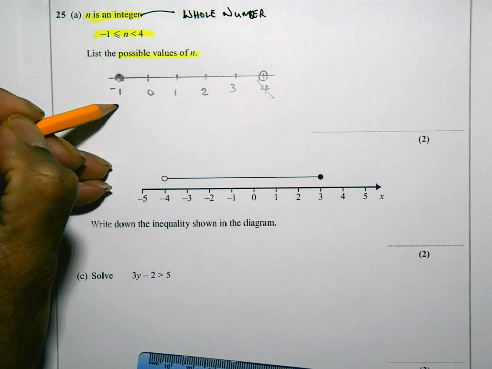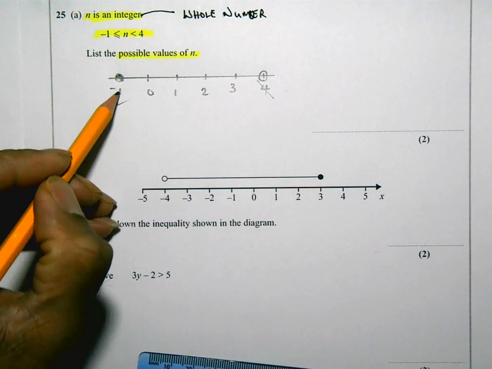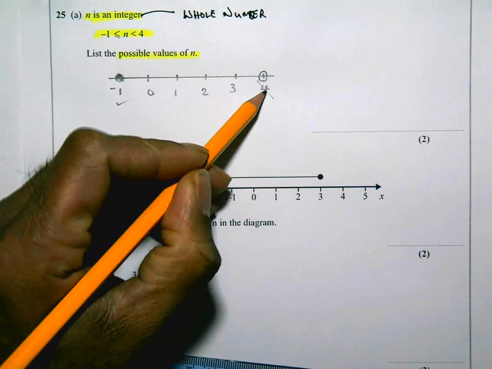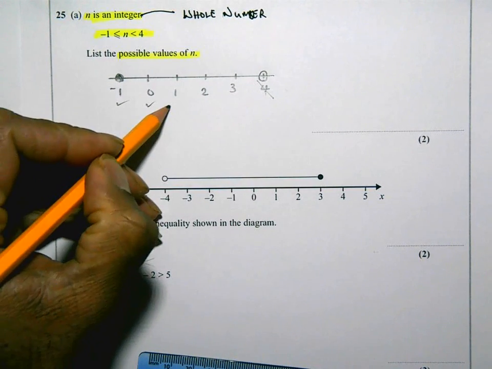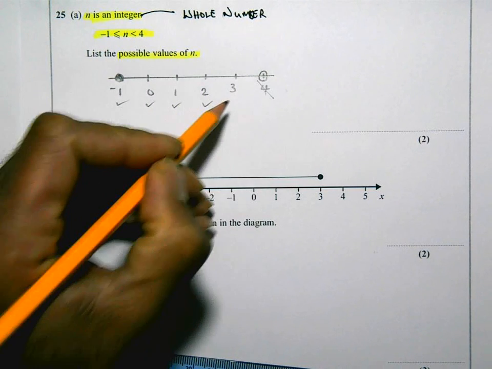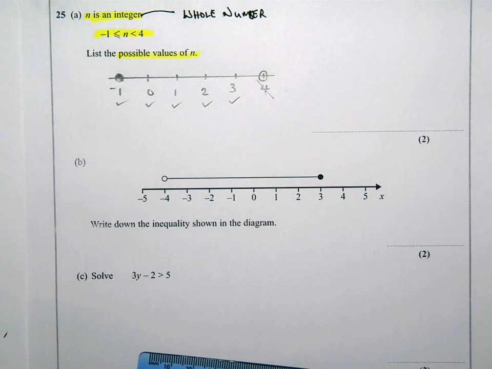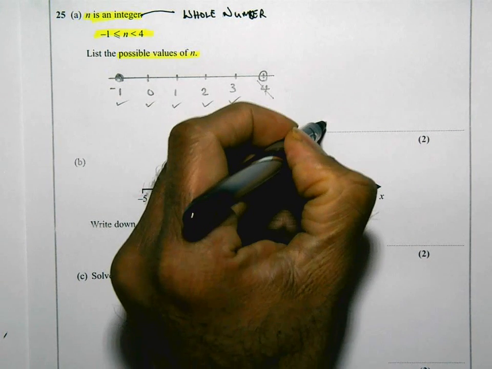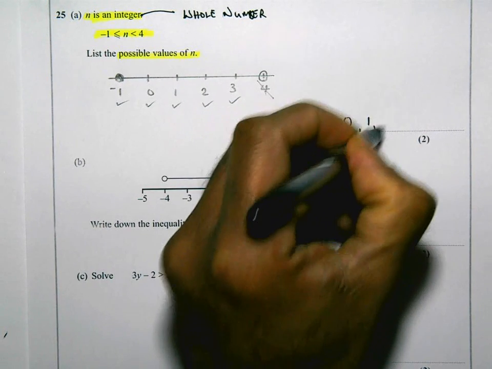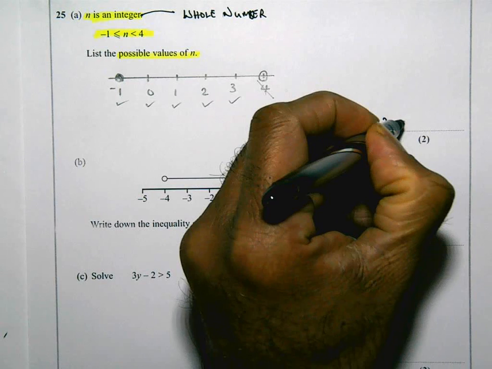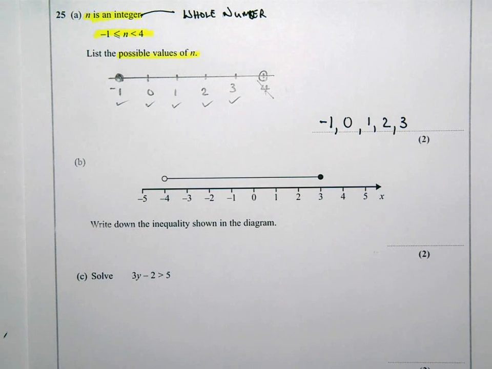So all the numbers between minus 1 and 4, not including 4 and including minus 1, are going to be minus 1, 0, 1, 2, 3. So those are my answers, and I need to list all of them in order to get full marks in this question. So in the answer space I'm going to write minus 1, 0, 1, 2, and 3. And that's going to get me the full marks in this.